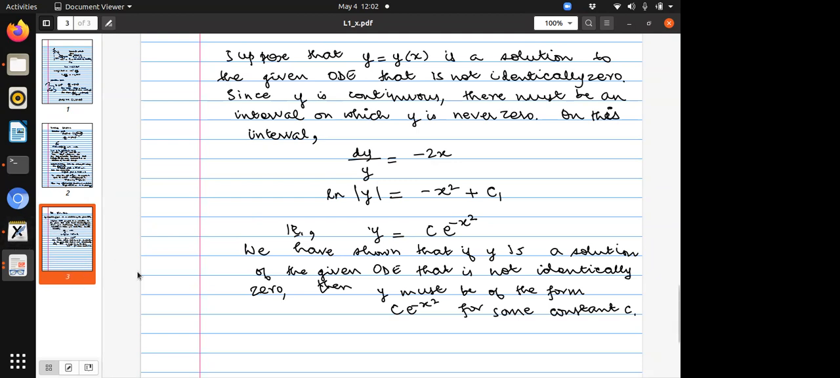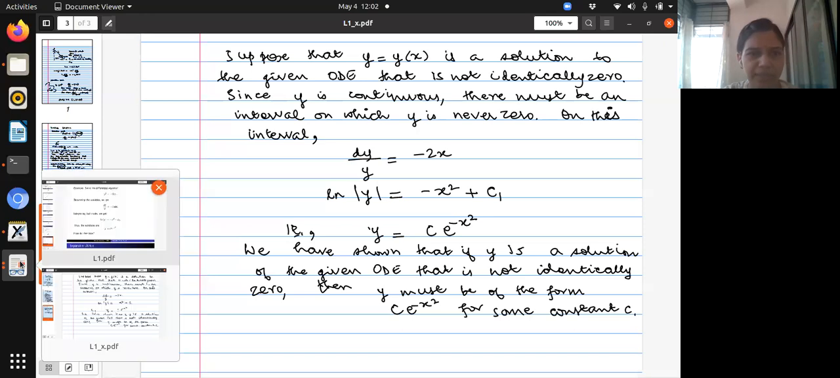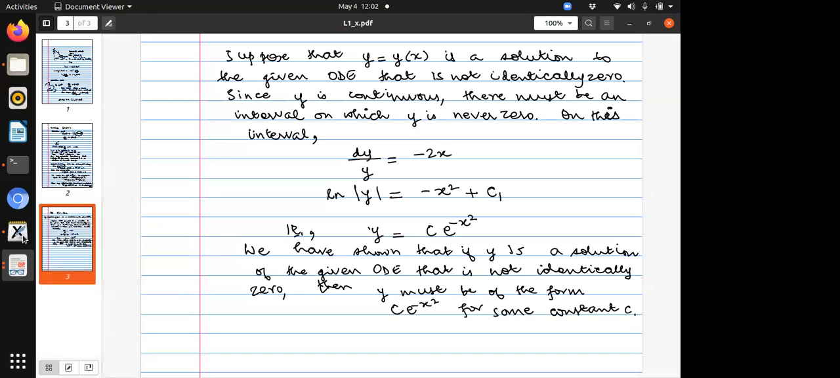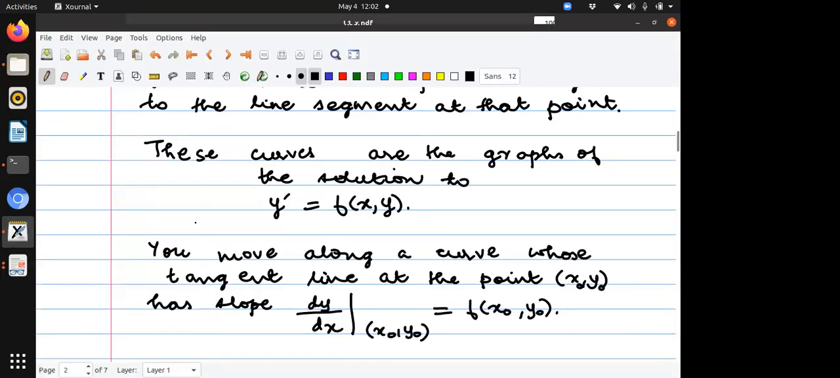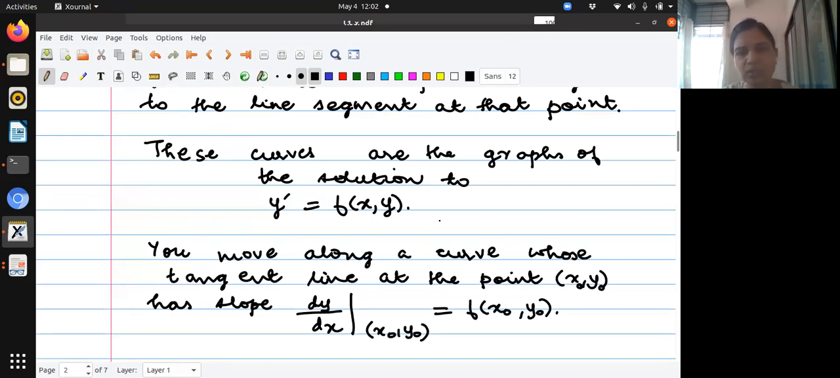Ma'am, after drawing the direction field, how do we get the solution curve? Right, right. So that's what I was trying to scribble. Give me a minute. So the solution curve. So the direction field.